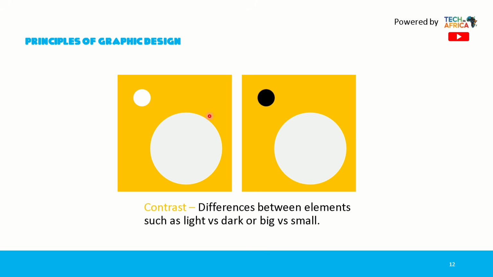Contrast basically creates tension when it comes to graphic designing. It's the difference between elements such as light versus dark or big versus small. Let's take the first sheet for instance. You have a big white circle here, a small one over here. There's a contrast between this one and this one in terms of size difference. Okay, and as a graphic designer, you can use this in your works.